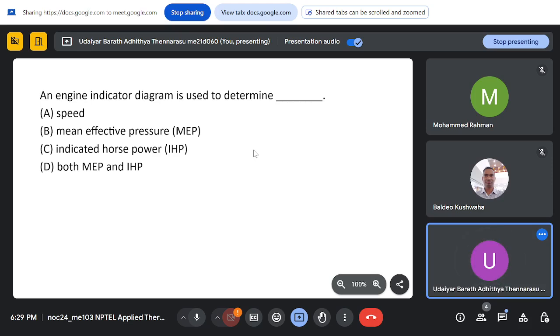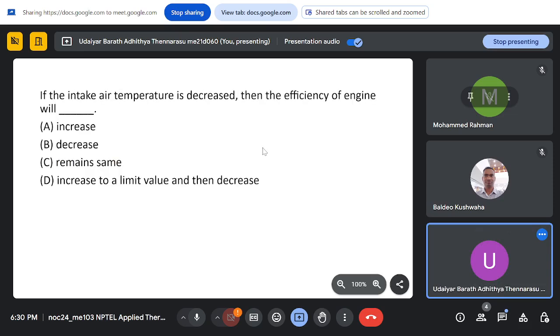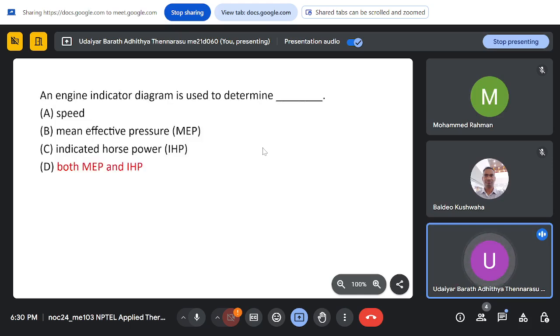The second is indicated horsepower, which is your work done, so the actual theoretical work which you can get out of a process. So indicated horsepower you can also get from a PV diagram. The area enclosed by the cycle gives you the work done. So you can get indicated horsepower. So answer is both mean effective pressure and indicated horsepower. Indicated horsepower is nothing but the total work you can get out of a cycle.